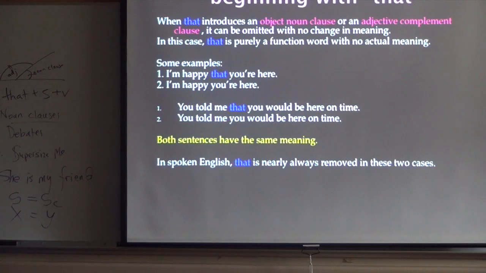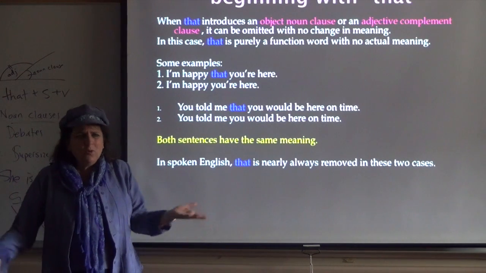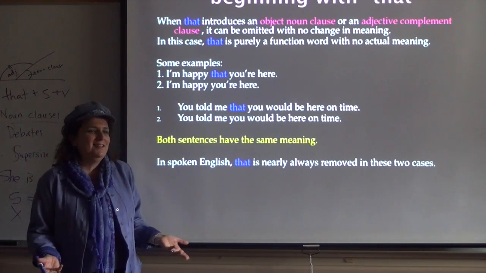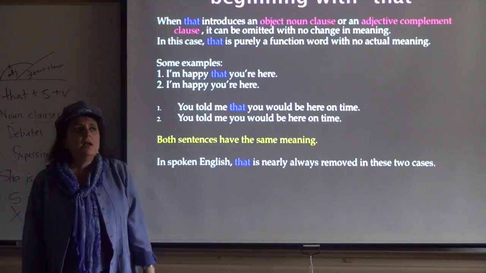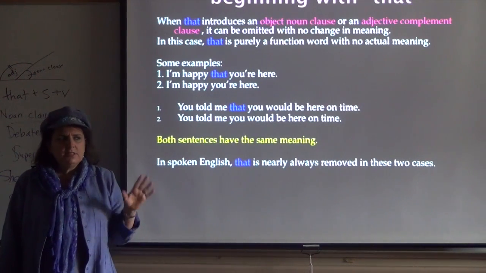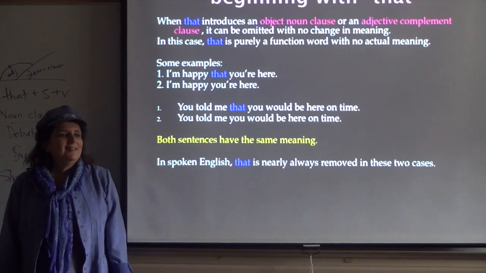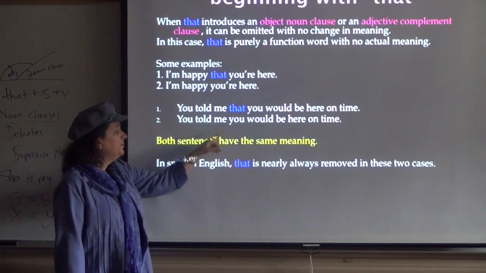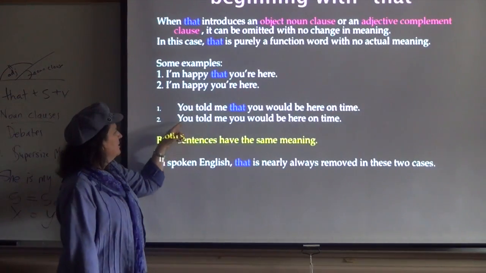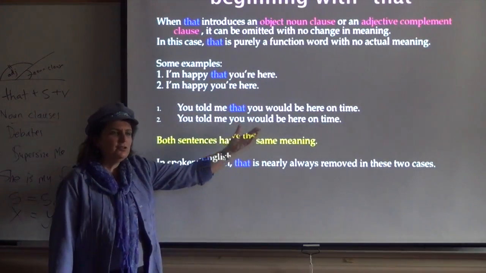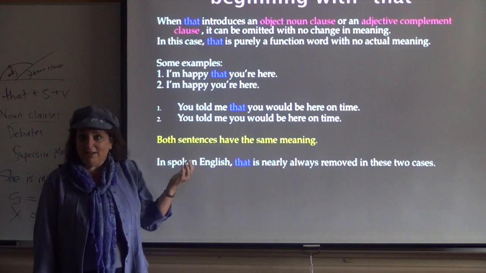In spoken English, that is almost always removed, because it's an extra word and I want to say my sentence faster. Let me tell you why this is tricky though. You told me you would be here on time. It looks like two sentences. You told me, period. You would be here on time, period. Subject, verb, subject, verb. That doesn't look like an English sentence. It doesn't look right. It is right because of this rule.